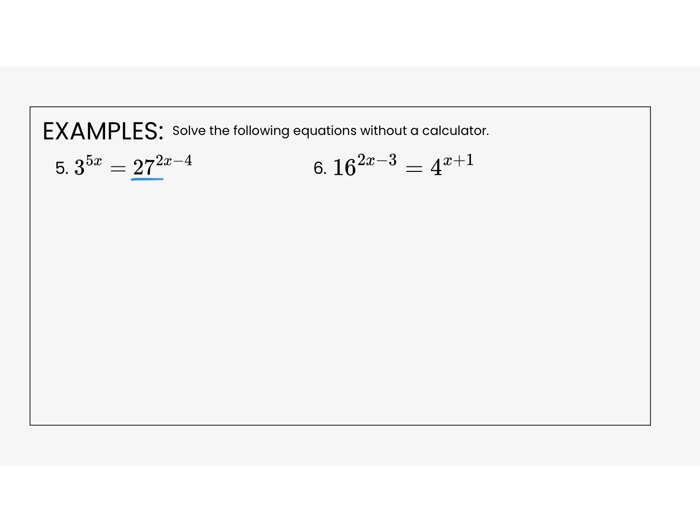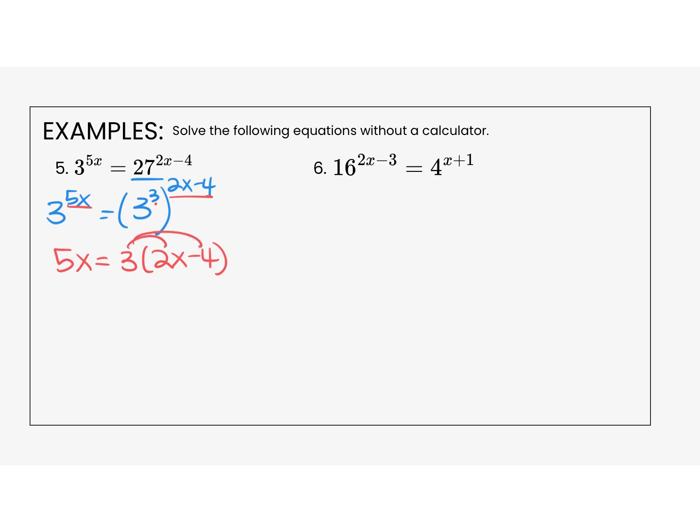Well, I can take 27 and rewrite that as 3 to the third. And now I'm still taking that to the 2x minus 4. So I have 3 to the 5x equals 3 to the third to the 2x minus 4. If I have a power to a power, I multiply those things. So I'm going to take my exponents and set them equal to each other. So I get 5x equals 3 times 2x minus 4, because again, what we learned previously is that a power to a power, I multiply those things.